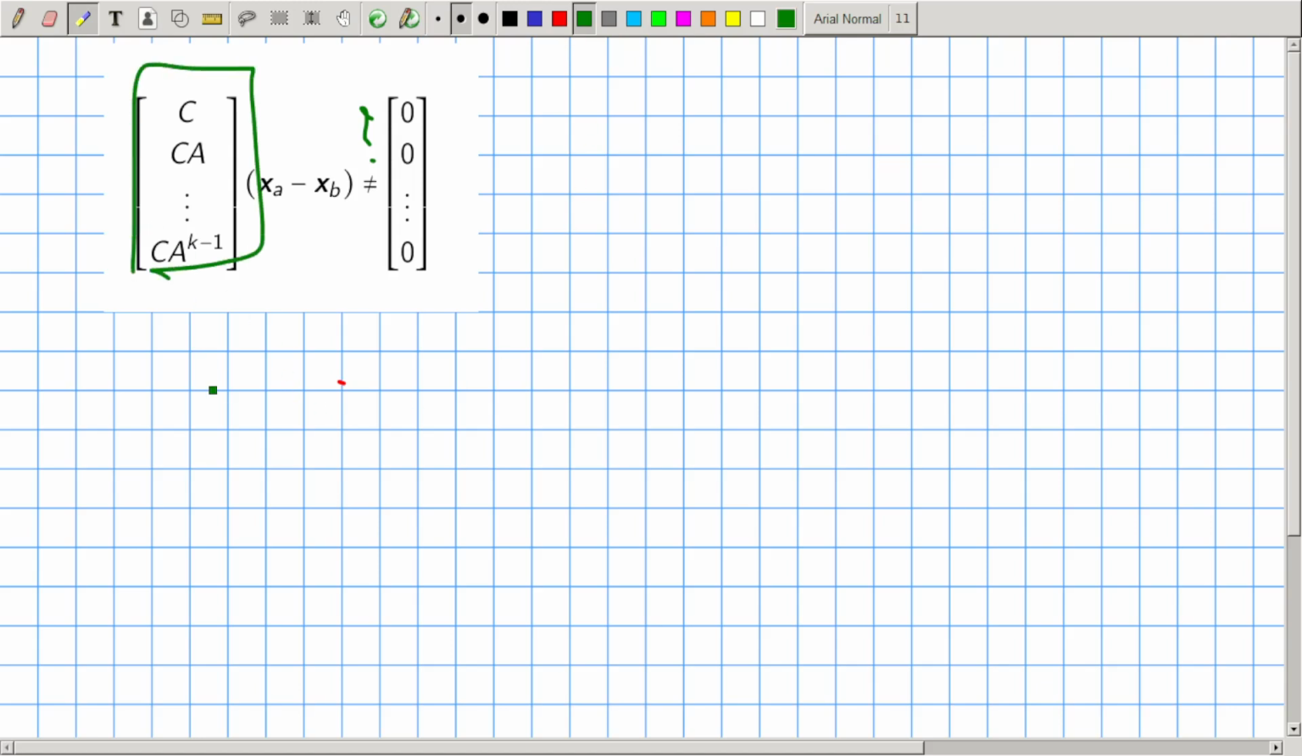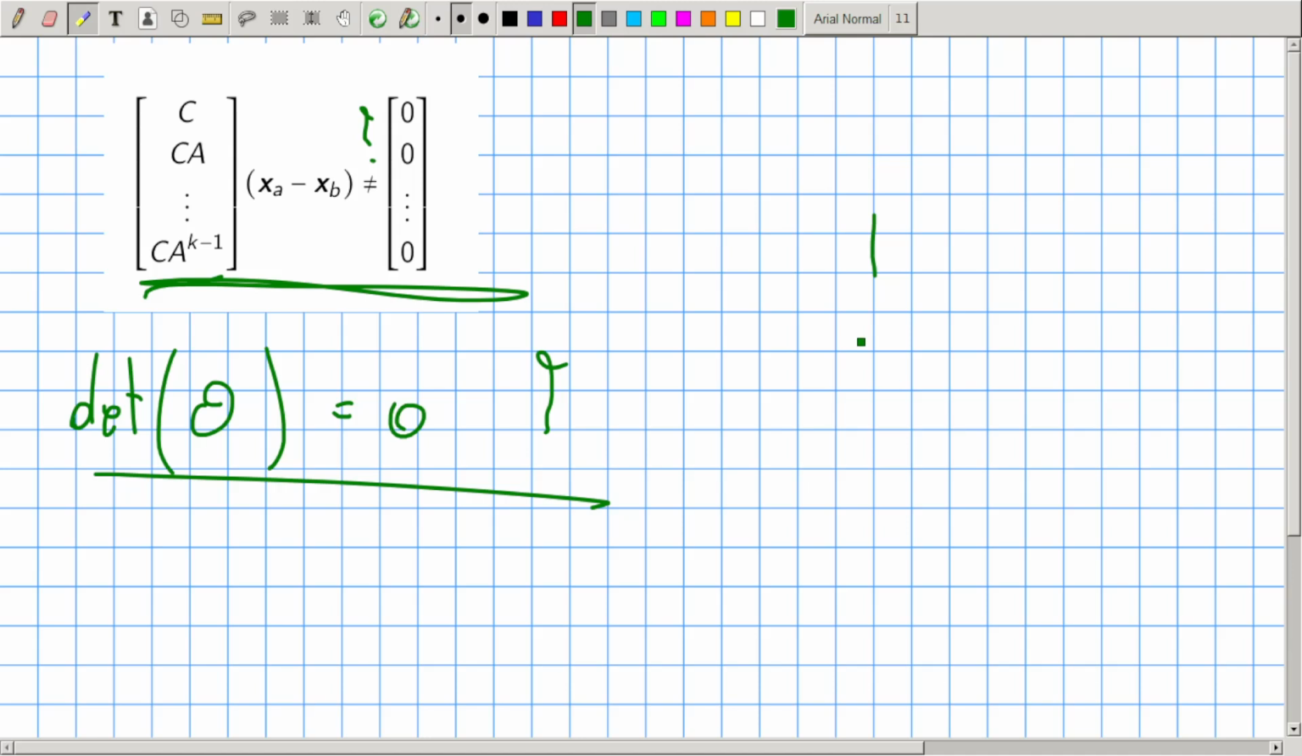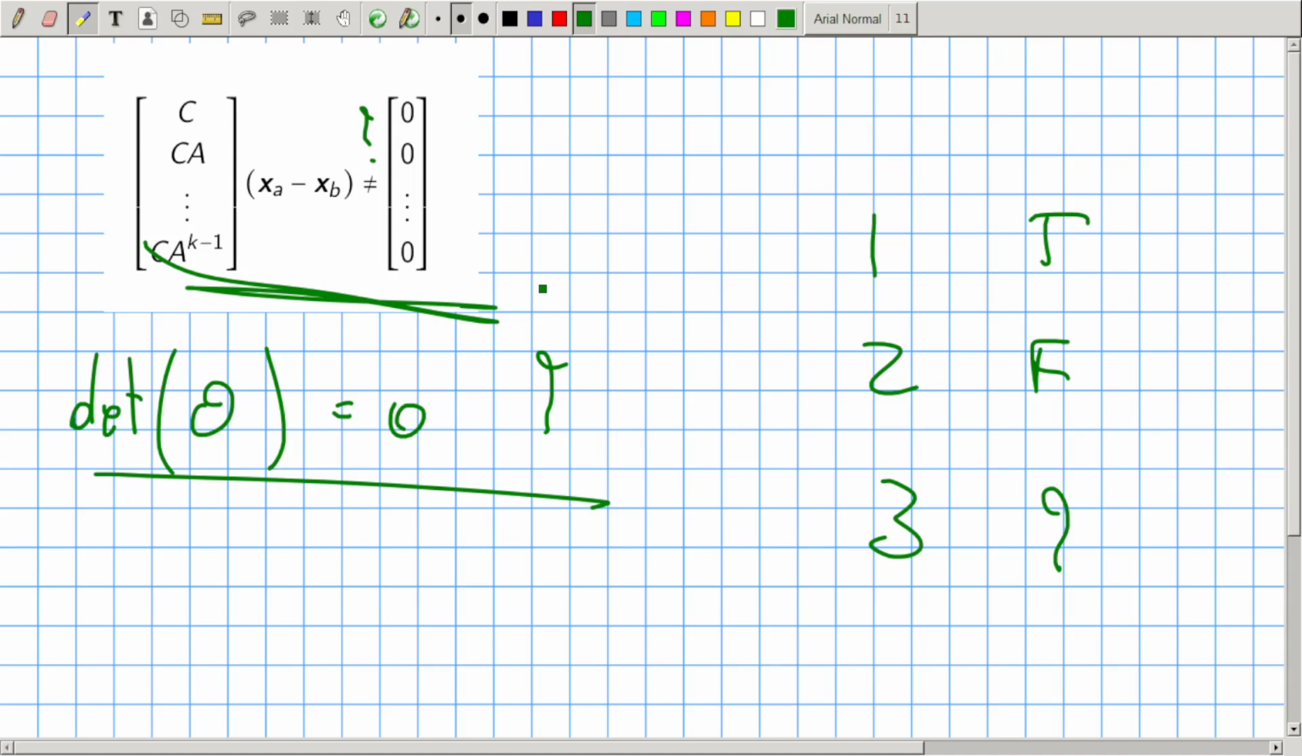So if this is a matrix, let's call it O, calligraphic O, are we asking ourselves if the determinant of O is equal to 0? One: yes, this question means asking ourselves this question. Two: false. Asking this question is very different from asking this question. Three: you do not know. Discuss.